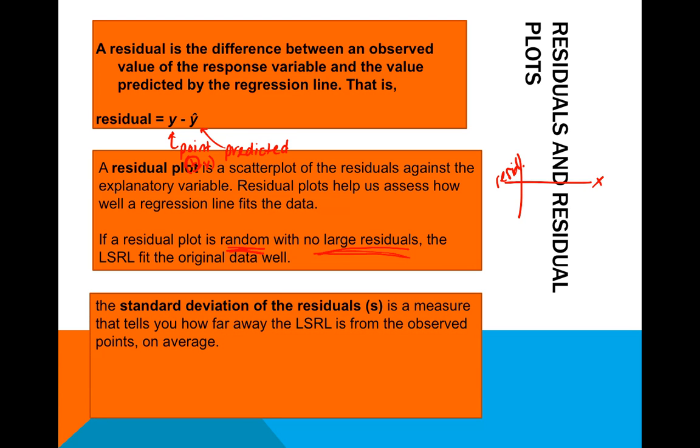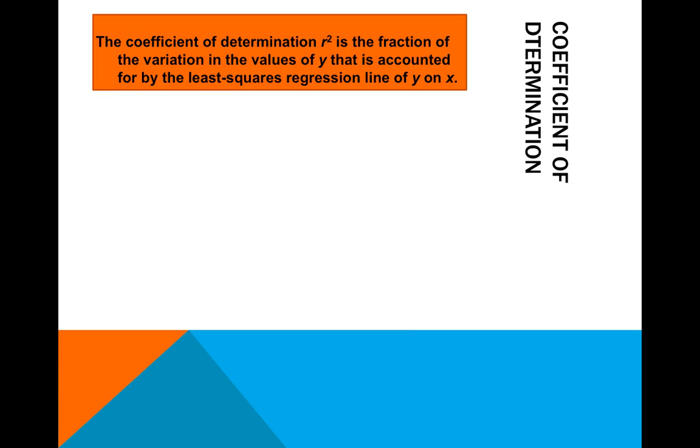You also should be able to find and interpret S, which is the standard deviation of the residuals, and that just tells us on average how far apart the observed and the predicted Y values are. You should be able to find that from computer output. Again, the smaller the S value is, that means that on average those points are pretty close to the line, so that's good. The larger that S value is, the further those points are from the line on average.